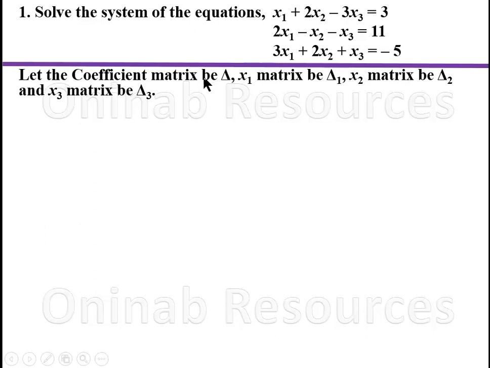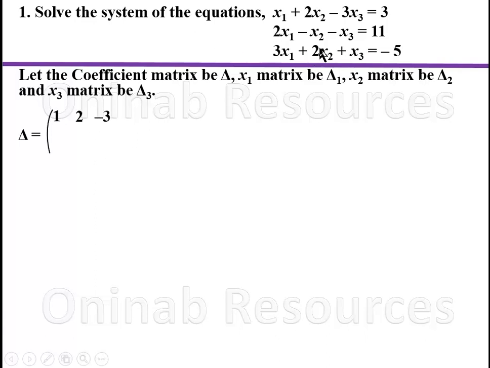We let the coefficient matrix be delta, the x1 matrix be delta 1, the x2 matrix be delta 2, and the x3 matrix be delta 3. So we start with the delta matrix. Here the elements of the first row are the coefficients of the variables in equation 1. So in equation 1, x1 has coefficient 1, x2 has coefficient 2, x3 has coefficient negative 3.